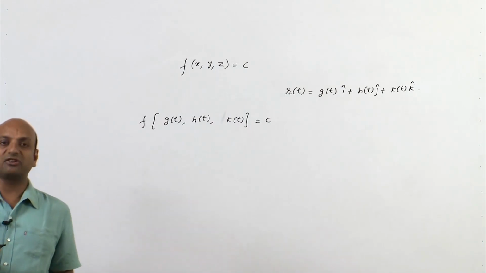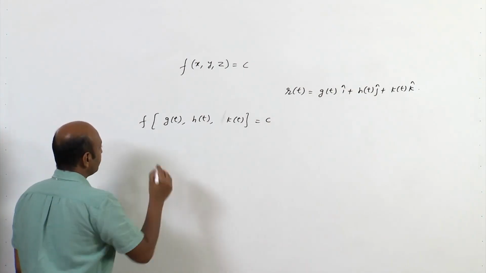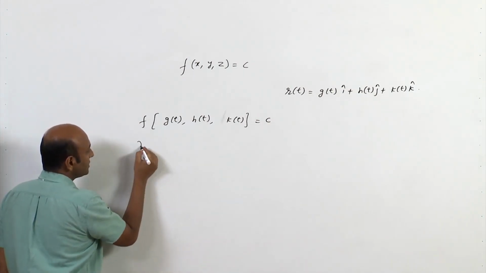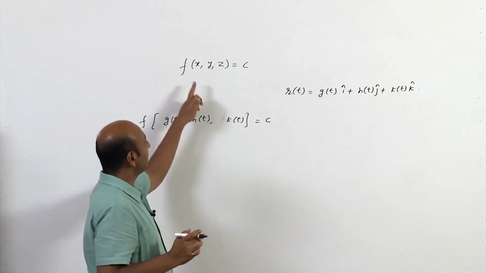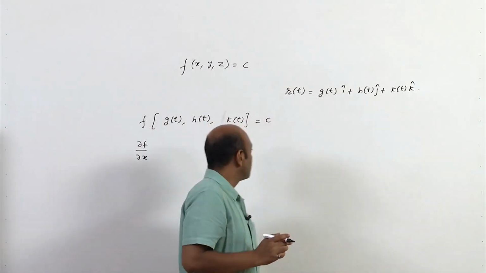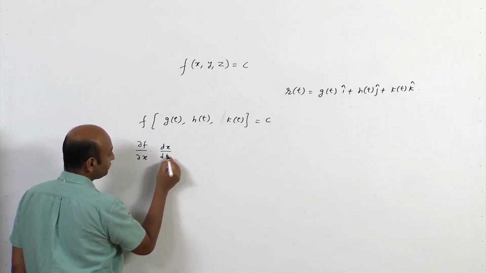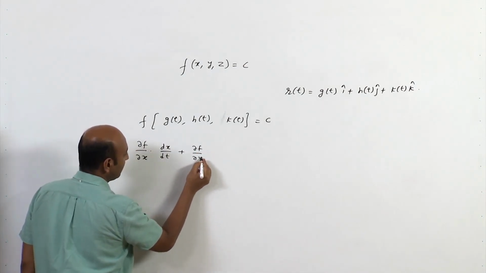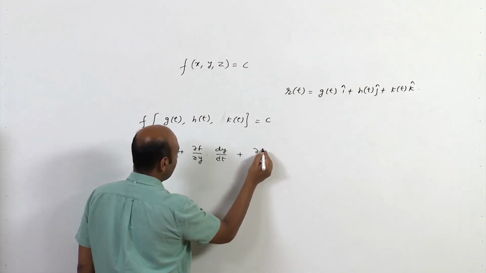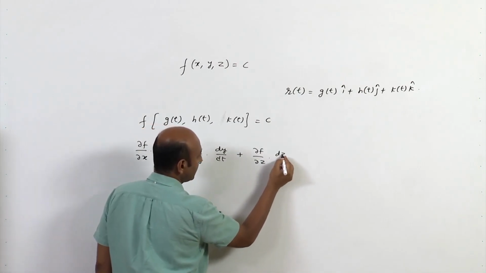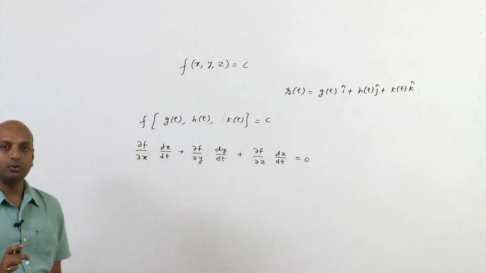Now you differentiate both sides with respect to t. When you differentiate both sides with respect to t, what will we obtain? Now we will apply the chain rule on this side. This is del f upon del x, because f is a function of x, y, z, and x, y, z are in turn functions of the variable t. So what you will obtain? Del f by del x into dx by dt plus del f by del y into dy by dt plus del f by del z into dz by dt, which is equal to 0. So I differentiate both sides with respect to t.